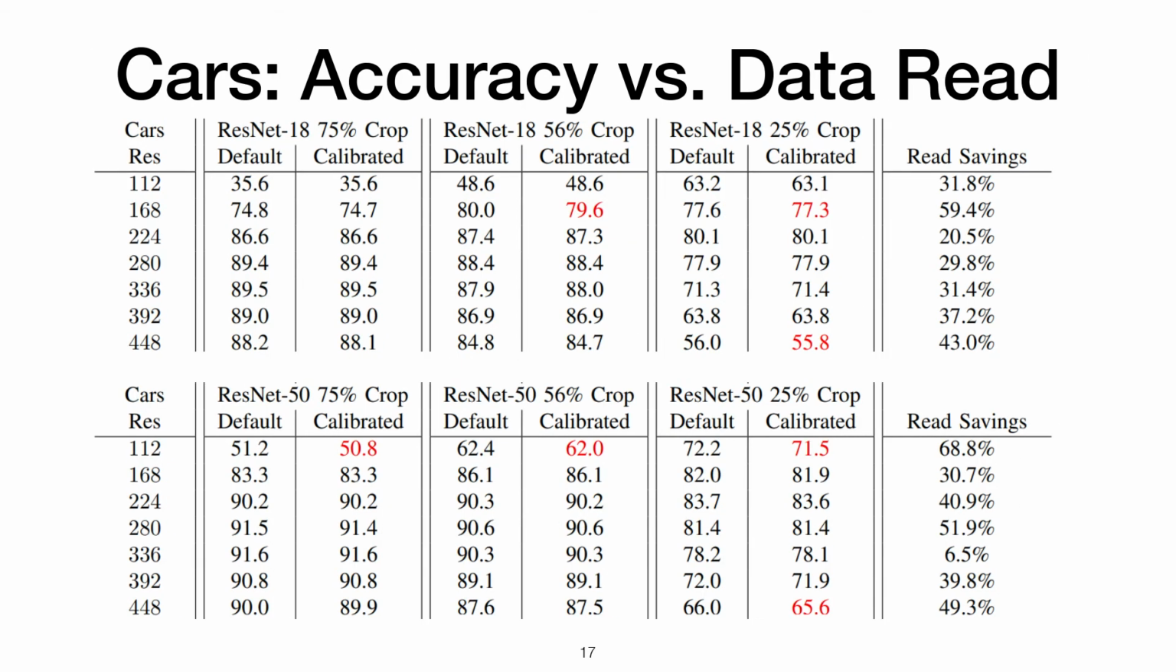We repeat our evaluation with ResNet 18 and ResNet 50 on the CARS dataset. The main takeaway here is that on average, the savings are much higher across the range of crop area and resolution scenarios. Read savings break 20% for most of the scenarios, which together with the results on ImageNet suggests that the amount of possible savings is going to be dataset and application dependent.